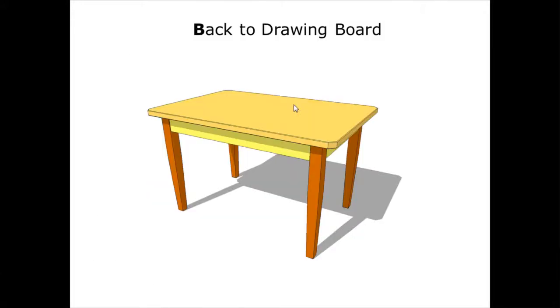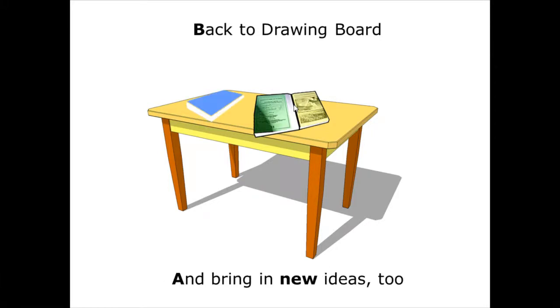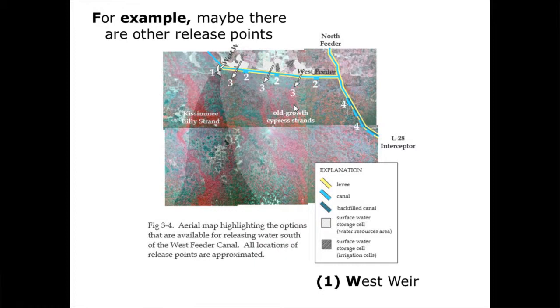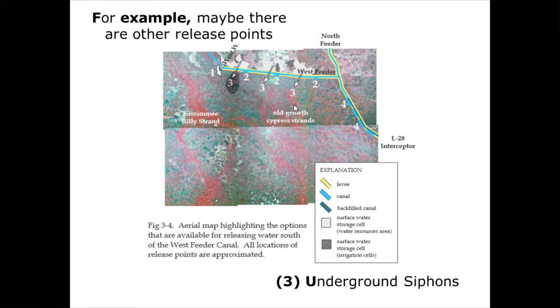So back to the drawing board. We need to refine our existing options, the Green Book and the Yellow Book. We don't abandon those. We refine them. We tweak them. We use adaptive management, and we bring new ideas to the table too. For example, maybe there's other release points. For example, maybe we release water right from the West Weir. Did we ever consider that? Maybe we need to. Maybe we can have direct releases from the West Feeder instead of using the siphons.